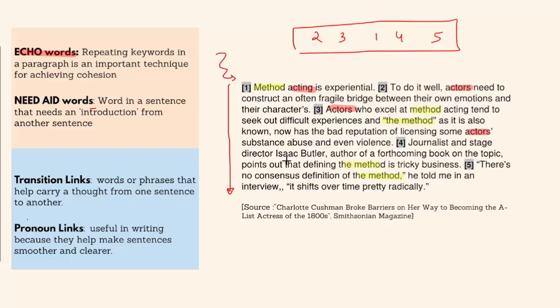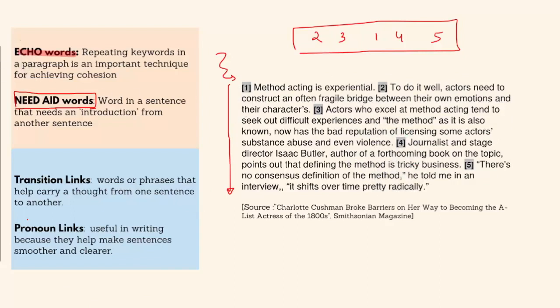So one is echo words. The second is a kind of word that needs aid. A need-aid word is a word in a sentence that needs an introduction from some other sentence. In this particular case, I don't see too many of those kinds of words here.